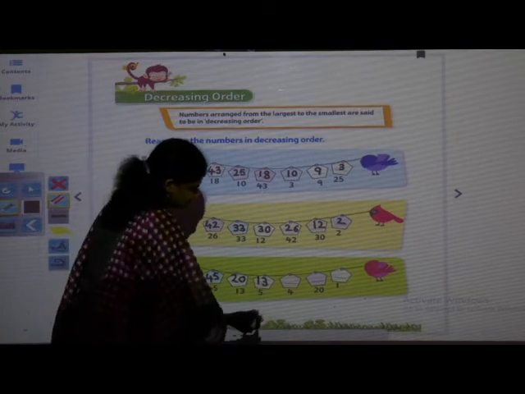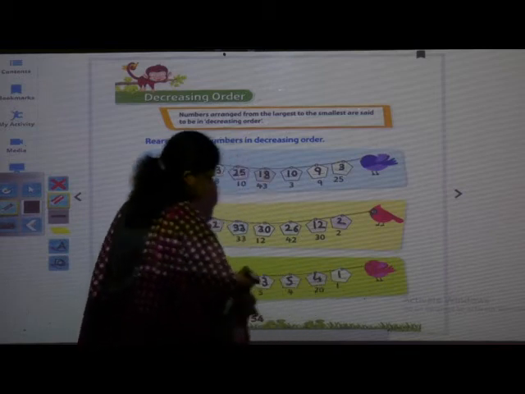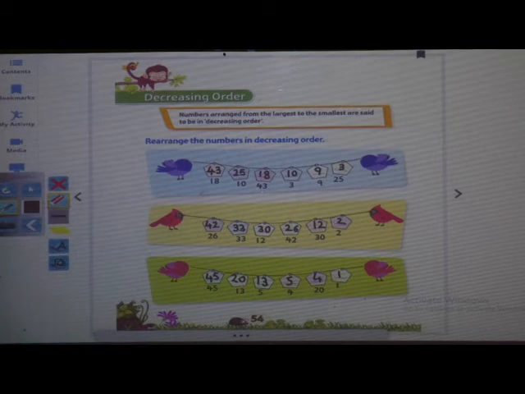After that 5, 4 and 1. You write it. I will wait for a minute. Increasing order means every time we have to write from the smallest number to the biggest number, and decreasing order means every time we have to write from the largest number to the smallest number. Next page.